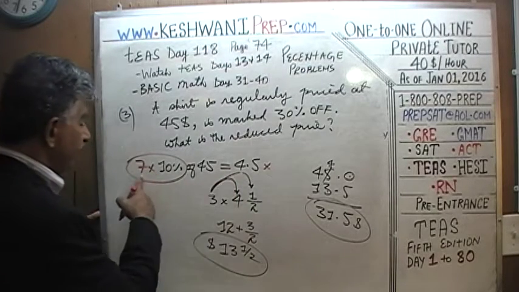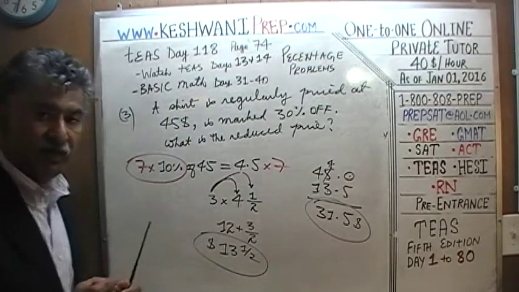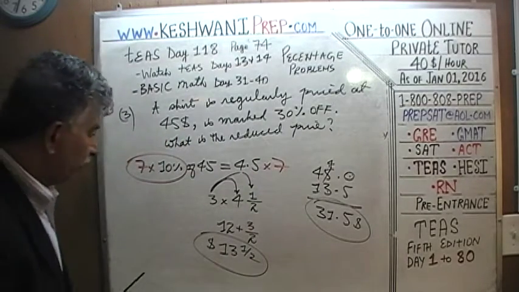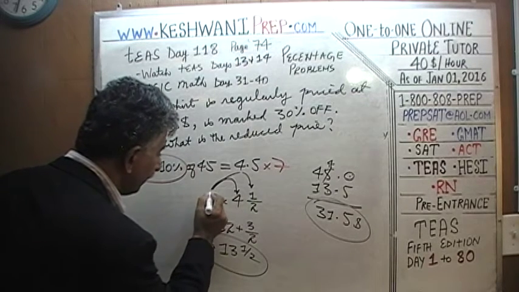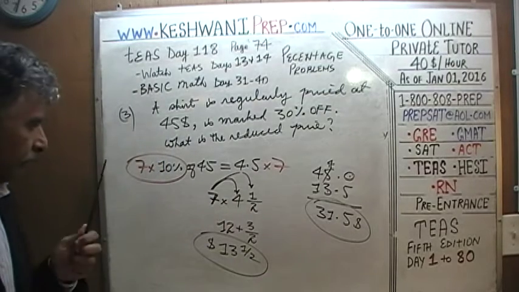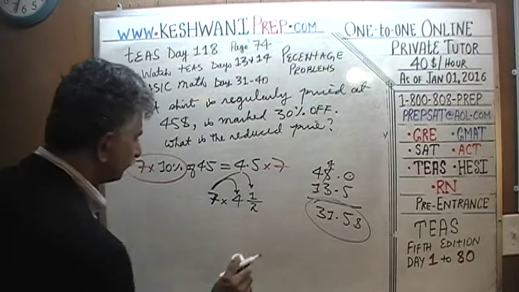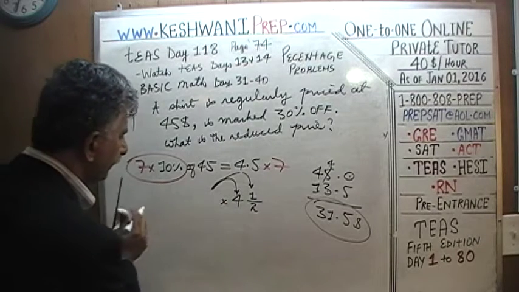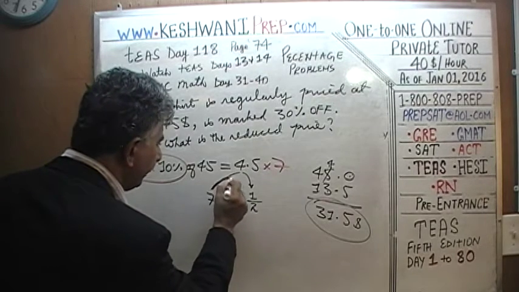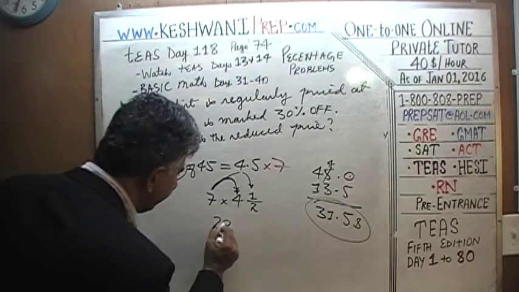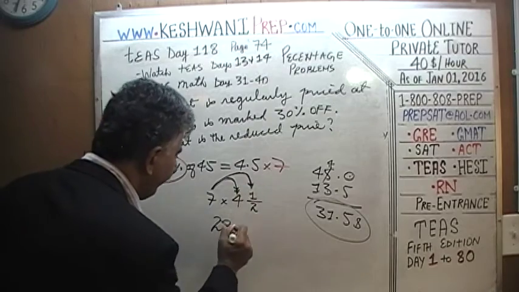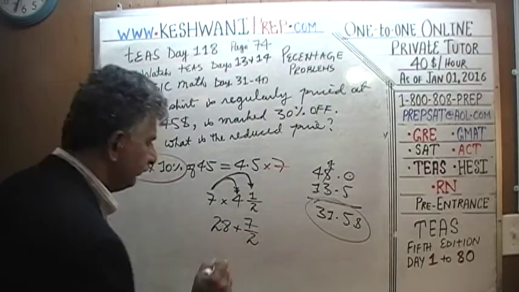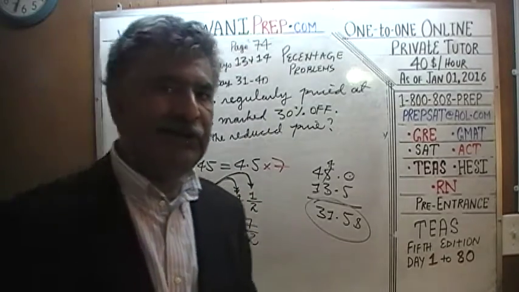10% is 4.5, so 70% is 4.5 times 7. Let's see what happens. 4.5 times 7, not 3, but 7. Watch what happens. 4 and a half times 7. Excuse me, this is a 7. 7 times 4 is 28. 7 fours are 28. And 7 times half is 7 halves. 7 halves is made up of 3 and 1 half.